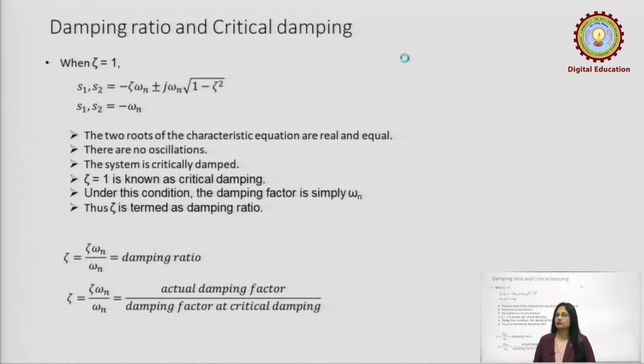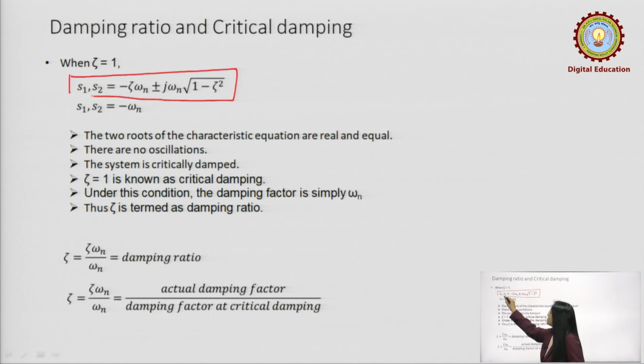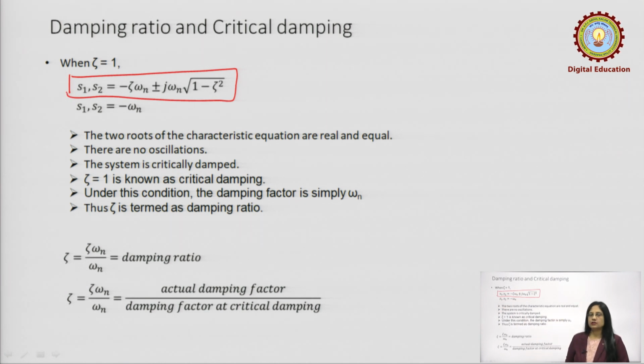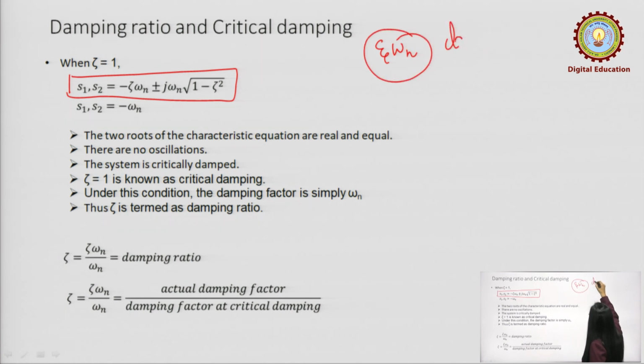Now, here we will look into the value of zeta equal to 1. S1 and S2 are the roots of the characteristic equation of a closed loop prototype second order system: minus zeta omega n, the real part, plus or minus j omega n root of 1 minus zeta square, the imaginary part. Now, we can see that when you put zeta equal to 1, as we have already defined, zeta omega n as the damping constant.